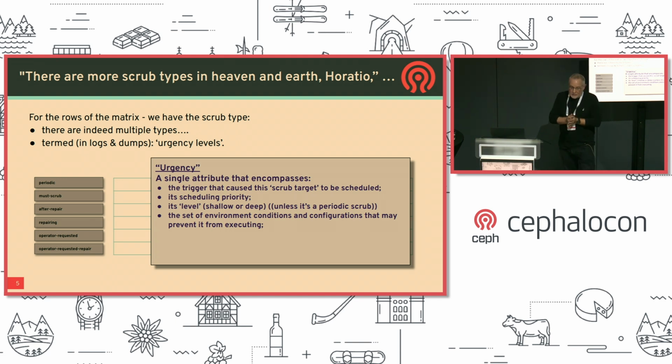Its priority, and this list is in increasing priority, absolute increasing priority. We will always perform or try to perform an operator-requested scrub, for example, before we perform a repairing scrub. Okay, and a few other details. For example, its level, shallow or deep, usually, unless it's the first one, the periodic. And what we are talking about here is the specific set of restrictions that might be placed on this type of scrub. This is what we are talking about here.